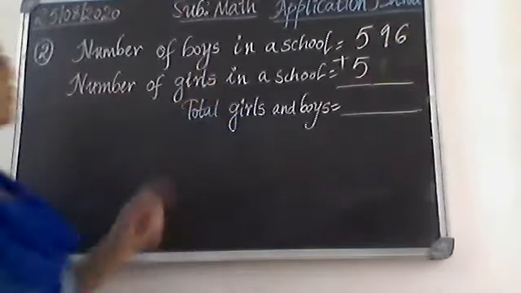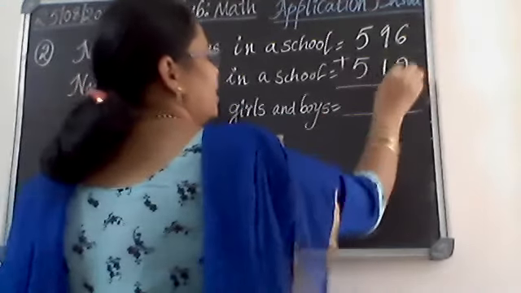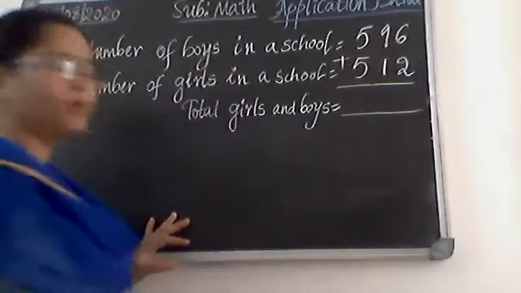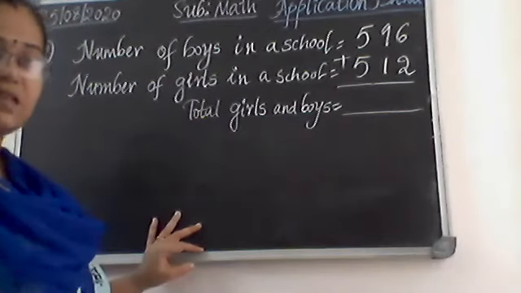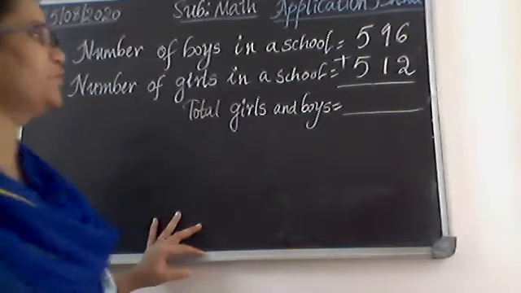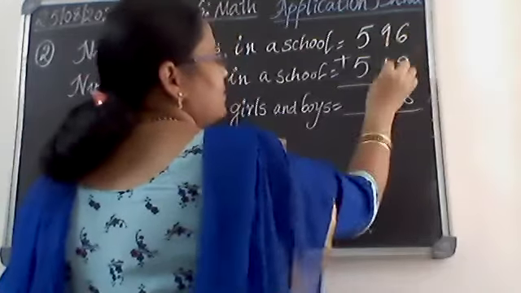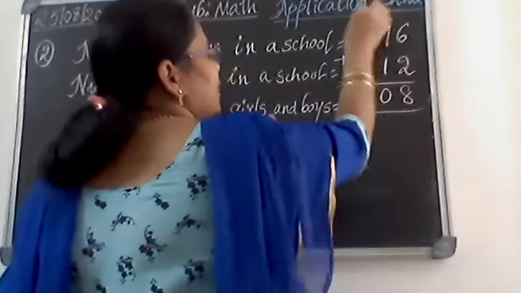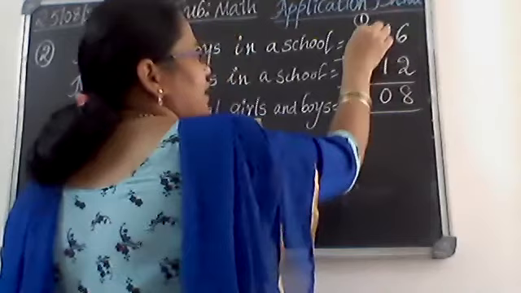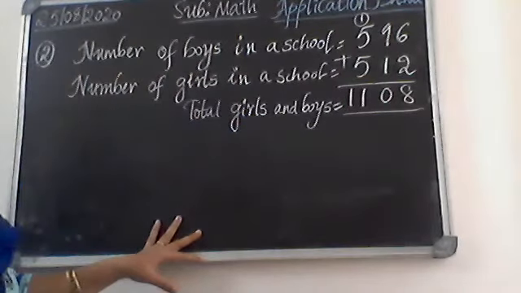So here the number of boys in the school is 596. The number of girls in the school is 512. Now they ask you for the total number of boys and girls, and then to round it off to the nearest 100. How do we do? First we will add them. 6 plus 2 is 8. 9 plus 1 is 10. Carry over here. 5 plus 5 is 10, plus 1 is 11. So it is 1108.